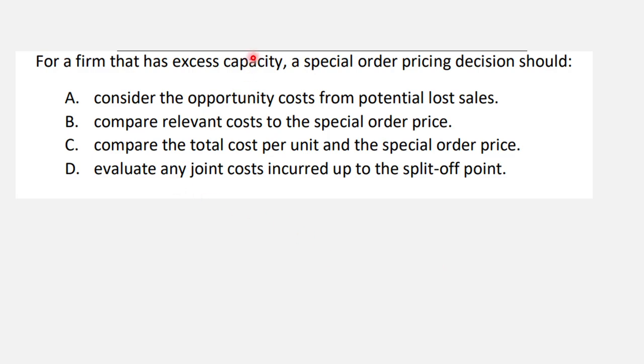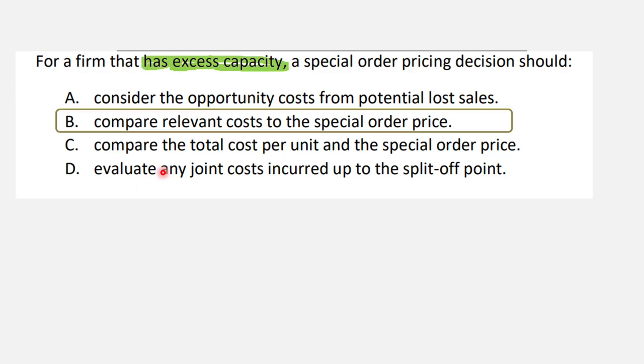Okay, for a firm that has excess capacity, a special order pricing decision should blank. Okay, take note, ha, the words he used: it has excess capacity. Ibig sabihin, walang opportunity cost. So letter A cannot be the answer because this firm has excess capacity.